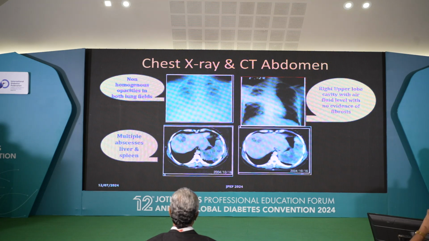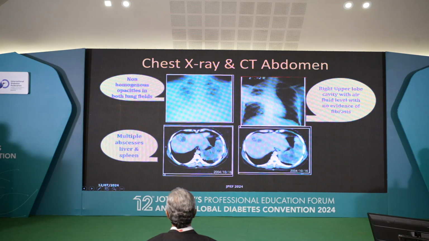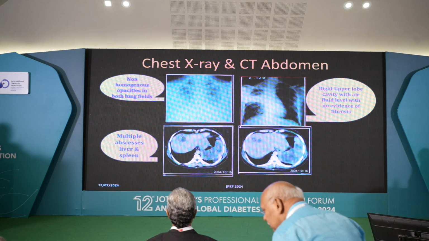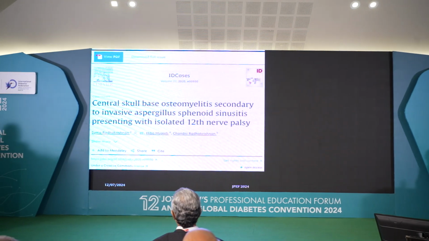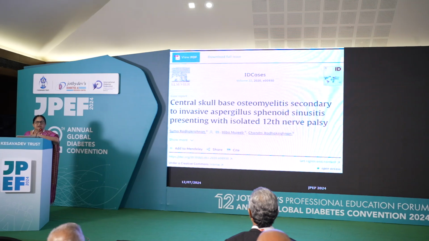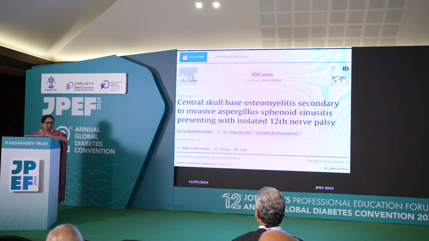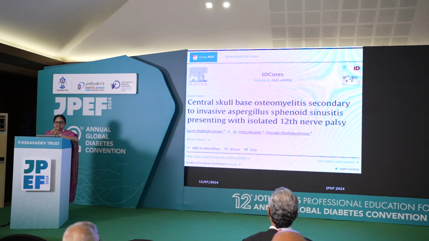These are the chest X-ray findings: non-homogeneous opacity, multiple abscesses, upper lobe cavity with air fluid level, and fibrosis may not be there as we see in tuberculosis. I think this time is running so fast. As per this I have only 1.5 minutes, so I'll just keep some of the slides.